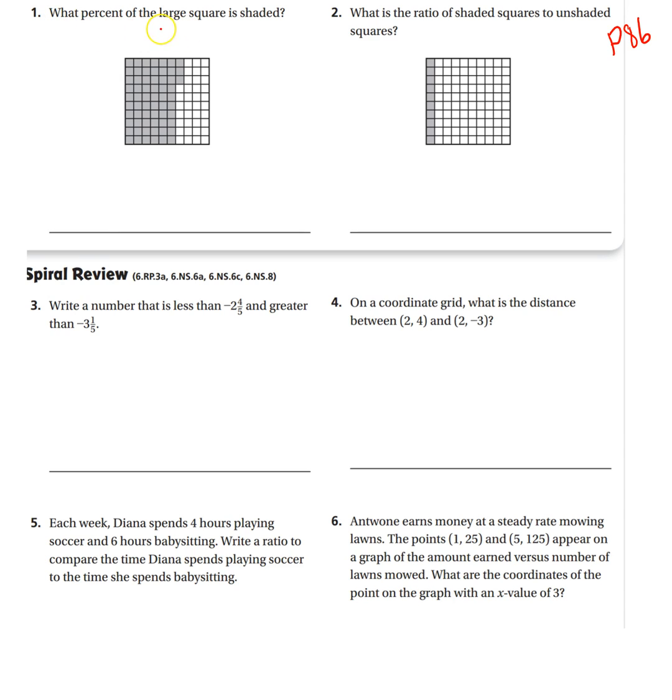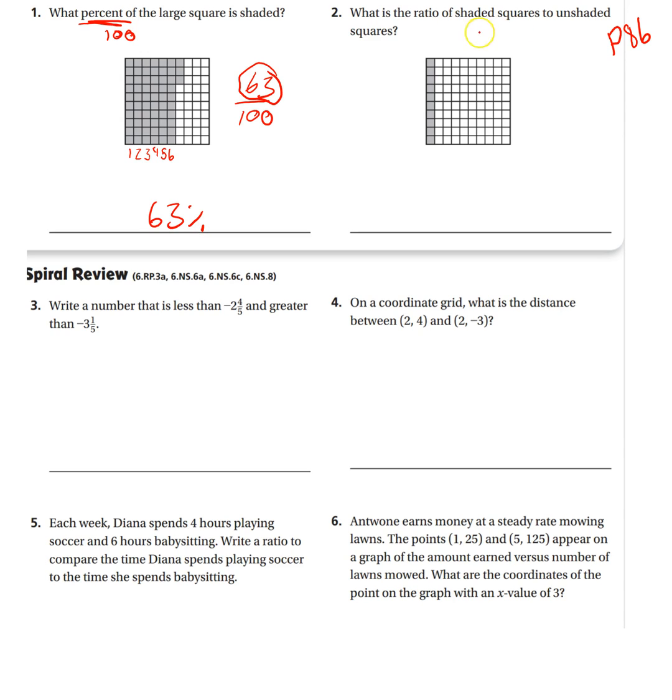Number one, what percent of the large square is shaded? Well, I know it can be a percent because I have 100 little squares. So of the 100 squares, how many are shaded? Here's one column, that's 10, 20, 30, 40, 50, 60, and then 3 more. So that's 63 out of the 100 are shaded. And if I have a denominator of 100, the numerator is my percent.